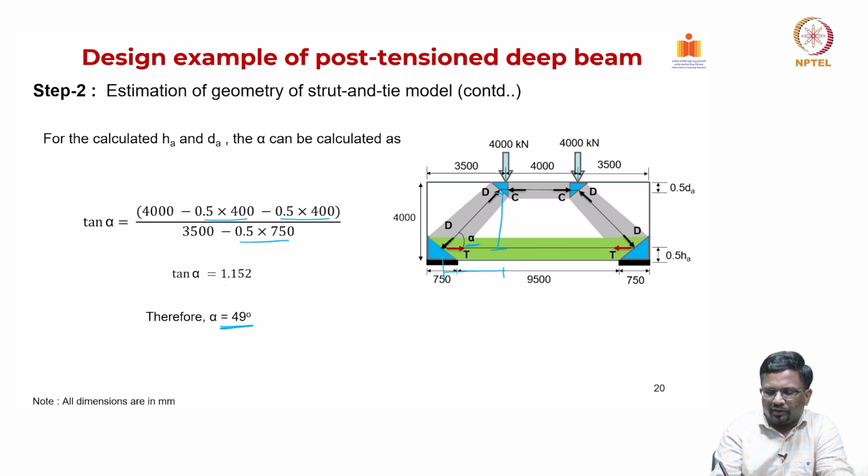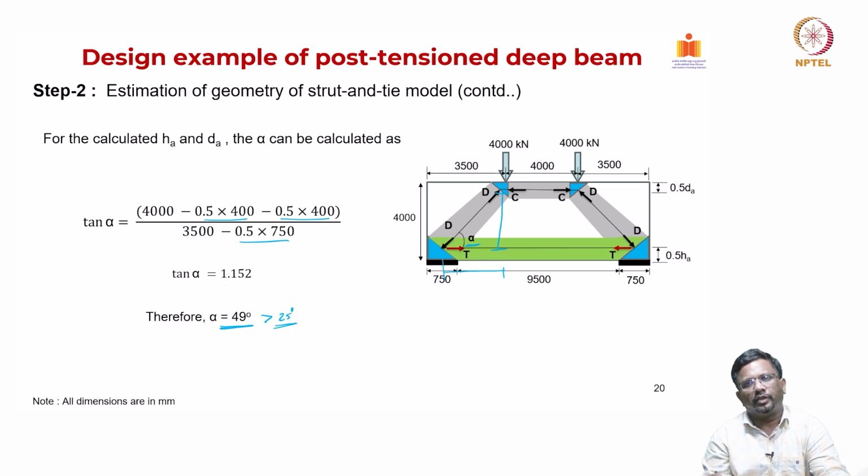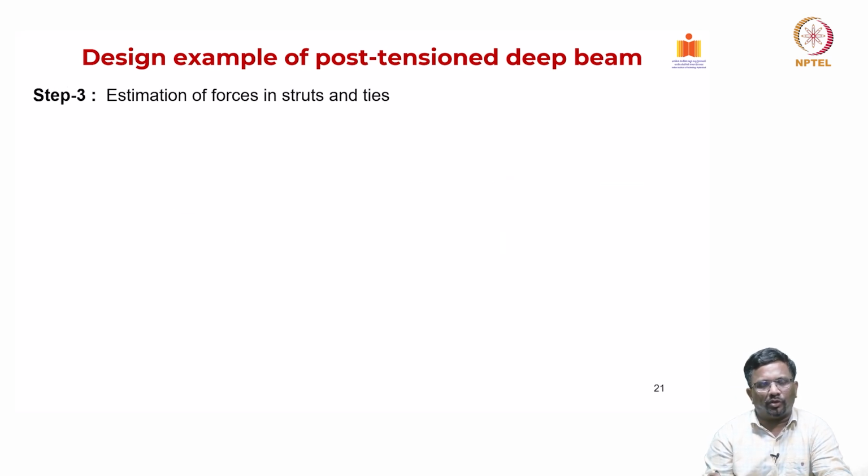So, please, this should always be greater than 25 degrees. So, we are again satisfying that guideline that we talked about in the beginning of this module. Okay. Now we have created the geometry. We have found out the depth of your compression strut and the depth of your tension tie. We also calculated the angle alpha.